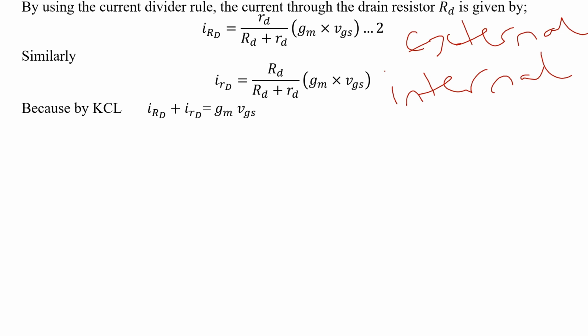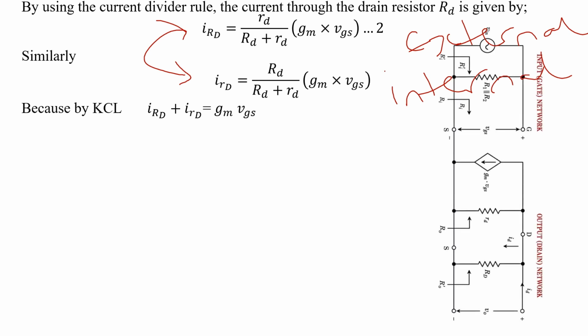By KCL, the sum of these two currents must be equal to the controlled current source, which is the transconductance times the input voltage. Now you can see it here on this particular diagram. This is the controlled current source again. The current comes like this and it divides into one in this direction and one in this direction as seen. So one current goes through this and the other goes through this.